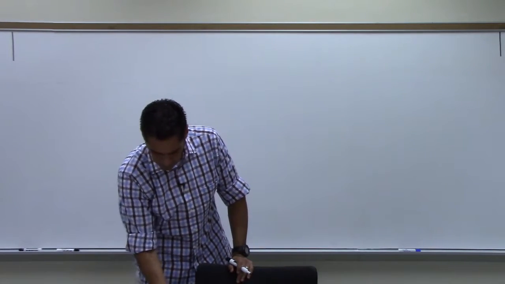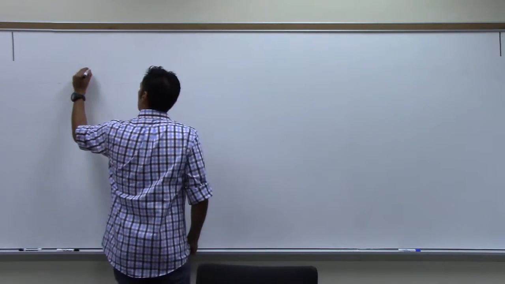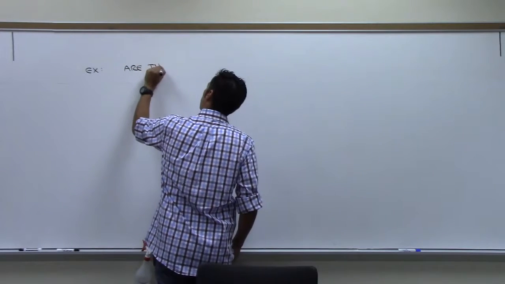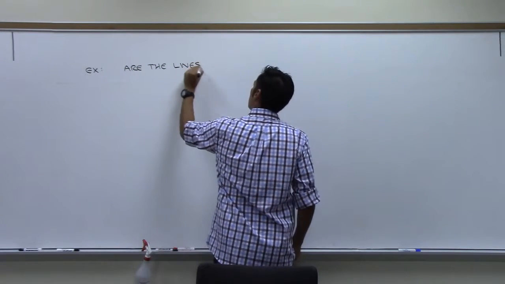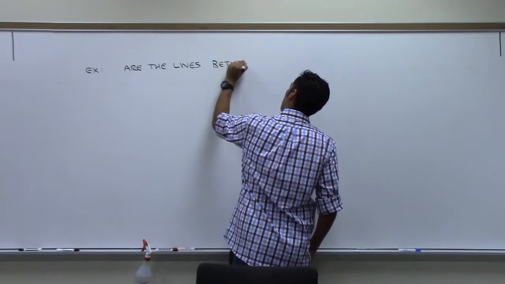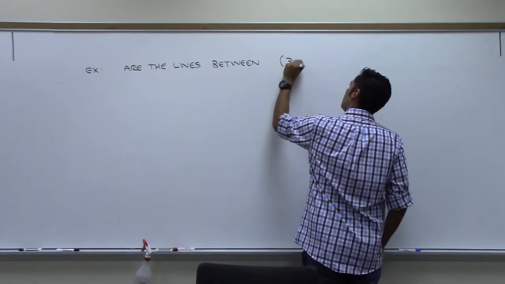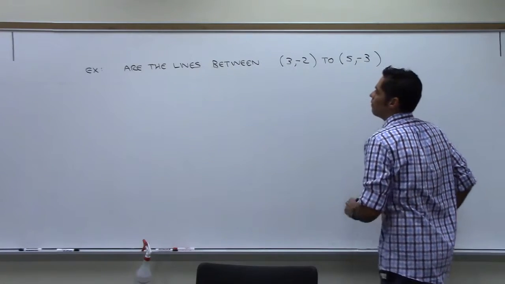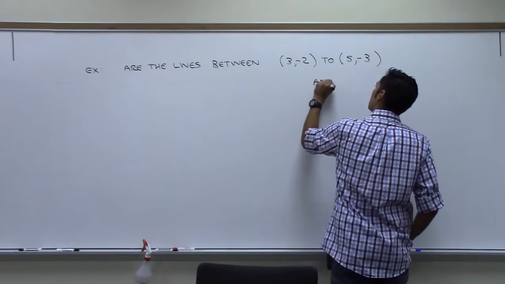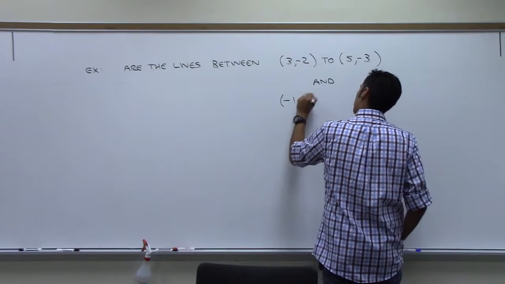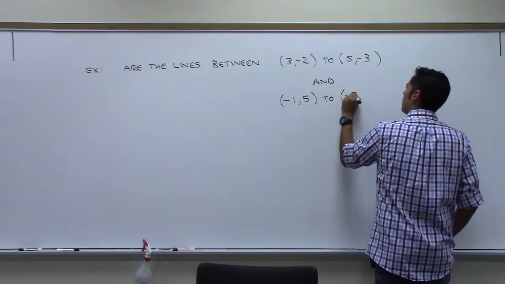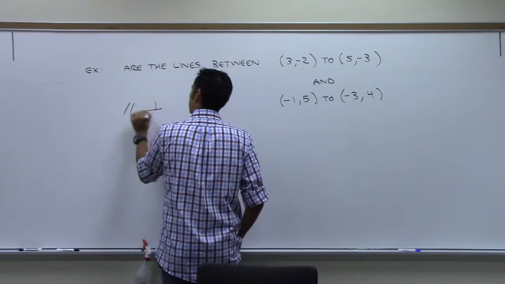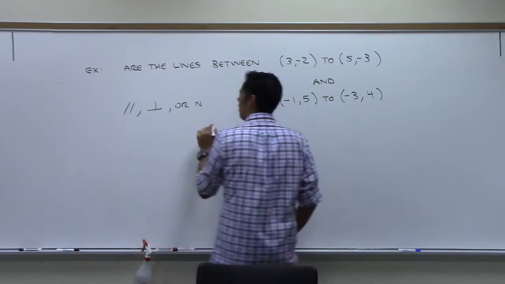That make sense? Okay, so let's start with this one. As an example, are the lines between 3, -2 to 5, -3 and -1, 5 to -3, 4 parallel, perpendicular, or neither?